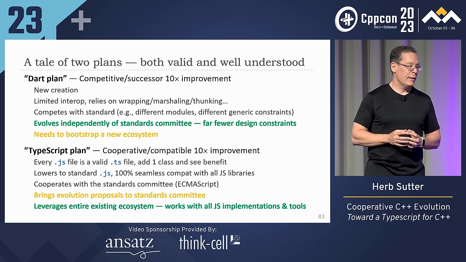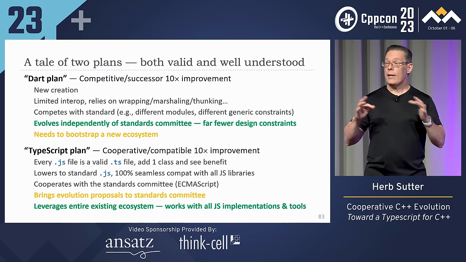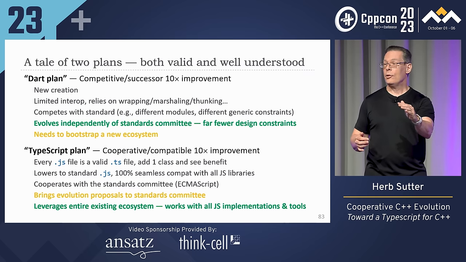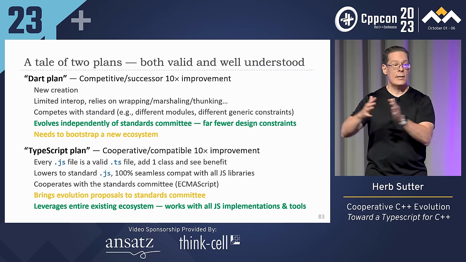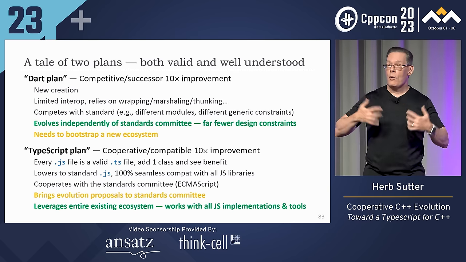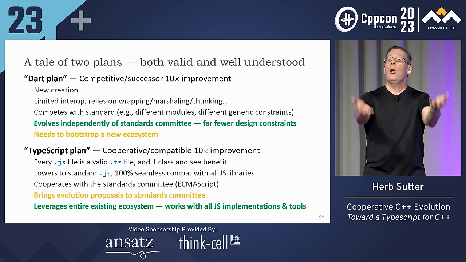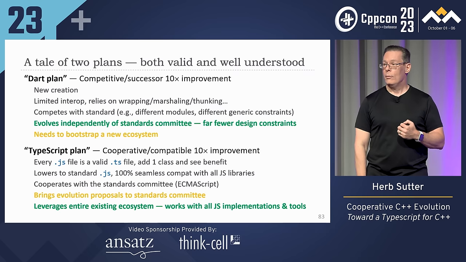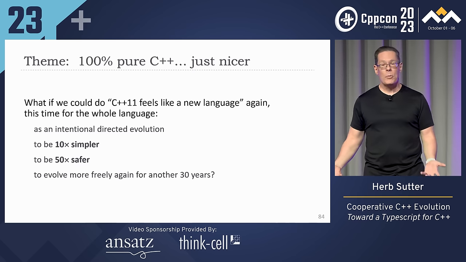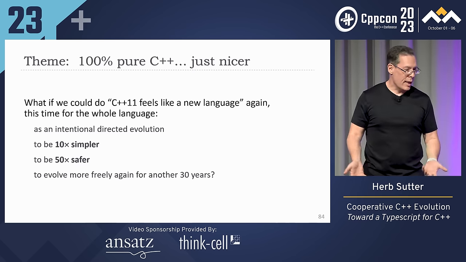So there's the Dart plan and the TypeScript plan. They're both very well understood, and they trade off. They each have benefits. Dart plan gets less constrained evolution at the cost of compatibility and a 10-year adoption delay. TypeScript plan has the overhead of working with the existing committee and community, but also leverages it, which is a huge accelerant. So my theme is, I want 100% pure C++, just nicer.